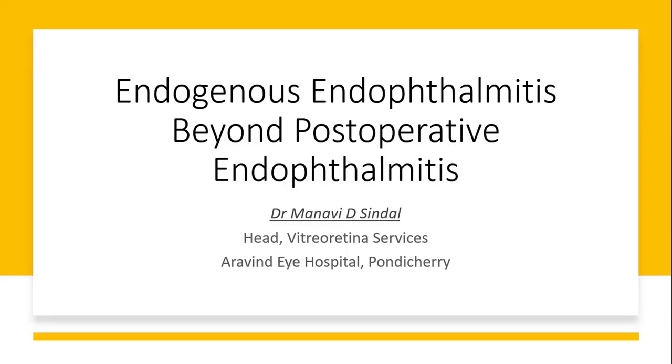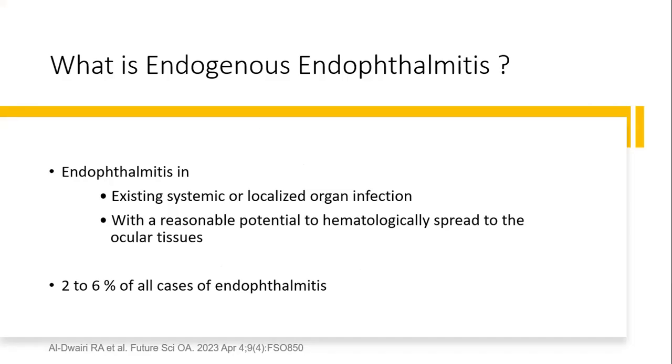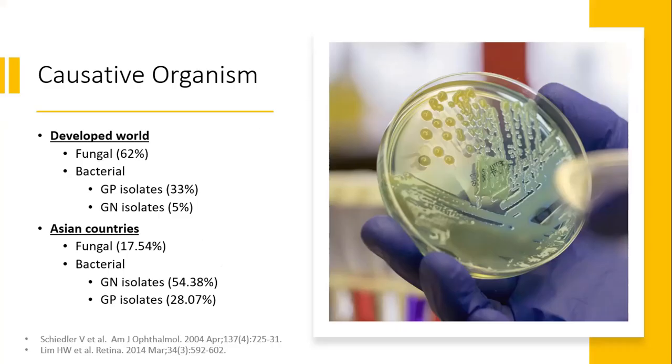We have spoken a lot about postoperative endophthalmitis and just had an extremely enriching talk on traumatic endophthalmitis by Dr. Naresh. I shall be looking beyond all this, and my talk focuses on endogenous endophthalmitis, which is endophthalmitis that occurs in existing systemic or local organ infection. There is a potential for it to spread hematogenously to the other tissues, and it accounts for about 2 to 6% of cases of endophthalmitis that we see.